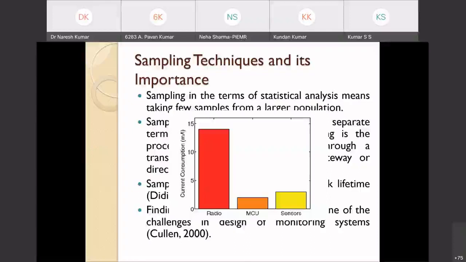A small sampling interval reduces the error, but it will increase the energy consumption. So we have to make a trade-off: we have to use less energy and must have the least sampling error, so this period can change from one design to another design.